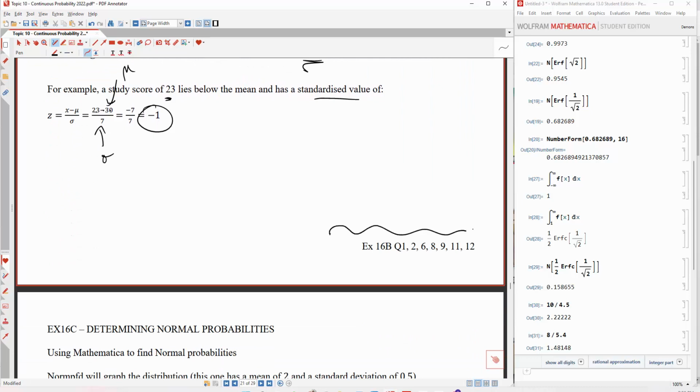Alrighty, so hopefully that has given you an insight, one into the VCE, but two into the standardizing process. Good luck with 16B.